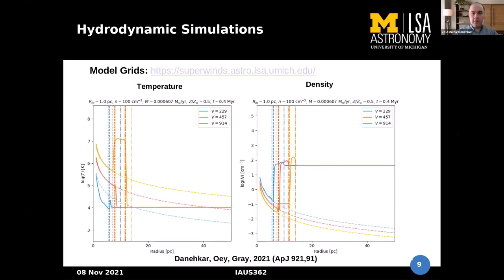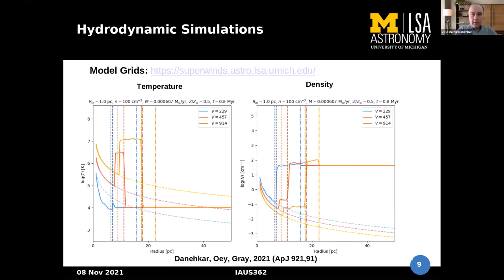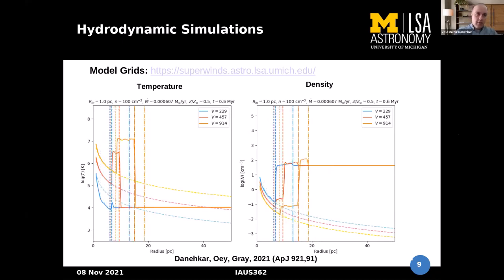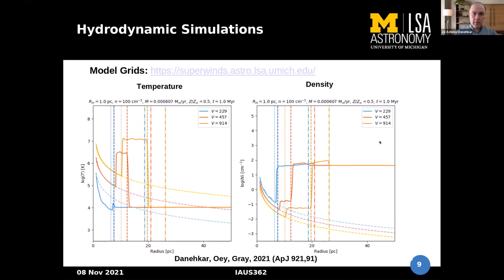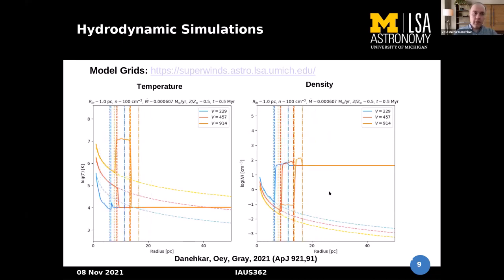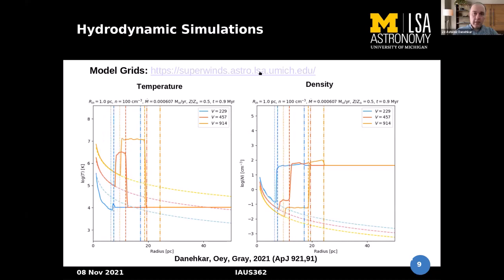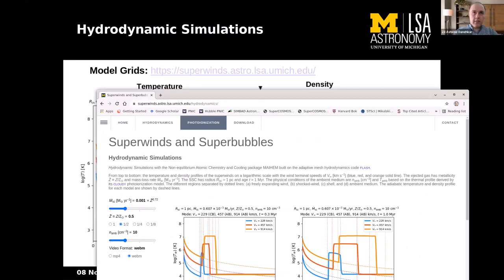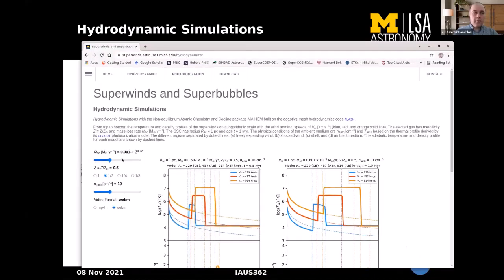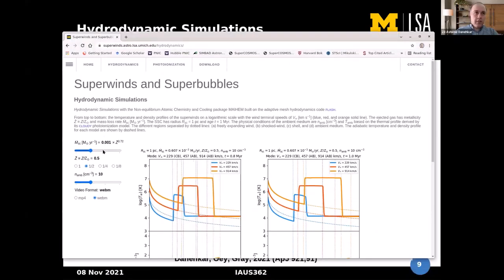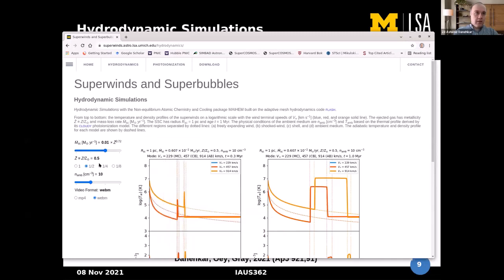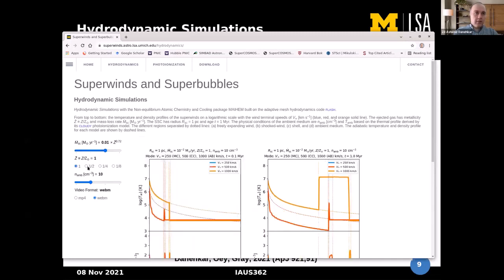Here you see the temperature and density profiles for one of these examples. At low velocity, you see a departure from the adiabatic solution, shown by dashed lines. On the website, whose link is here, there is a bigger grid of simulations. It shows dependence on mass loading rate. By increasing mass loading rate, we increase cooling. Also by increasing metallicity, we increase cooling.